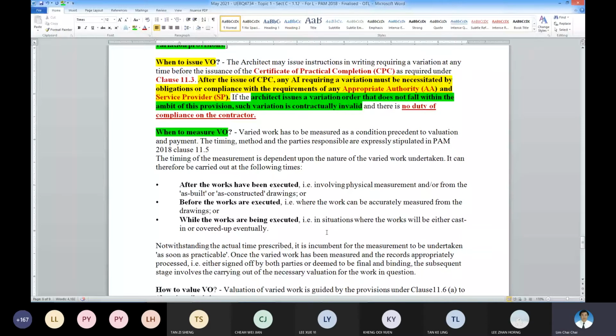You measure, and then sometimes they are going to be buried or cast in. Then you take photos to substantiate it. Before the work is executed, when you are given a good plan or drawings, then you can take it. After the work is completed, if it is not buried, you can measure; if it is buried, then you cannot. Or you can measure it from the as-built drawing. So these are the so-called measurements for finalization of the account, usually after the as-built drawing is produced.